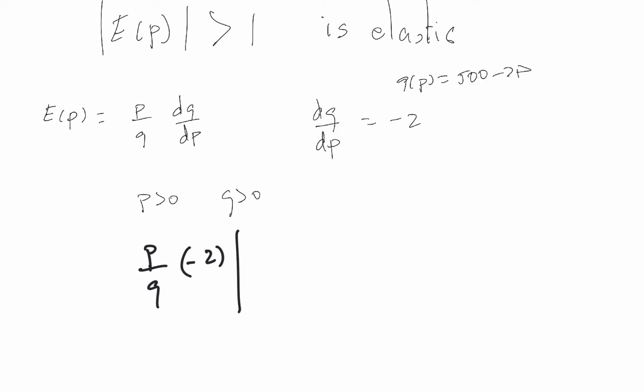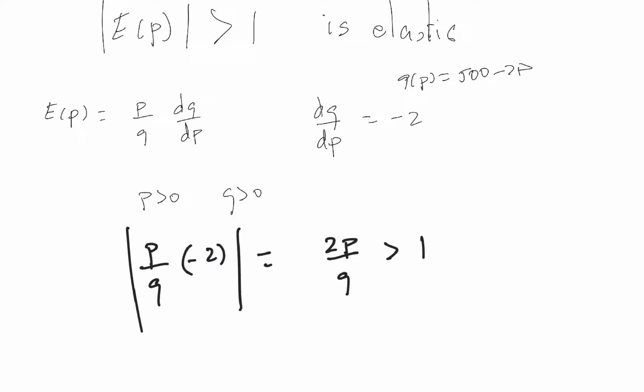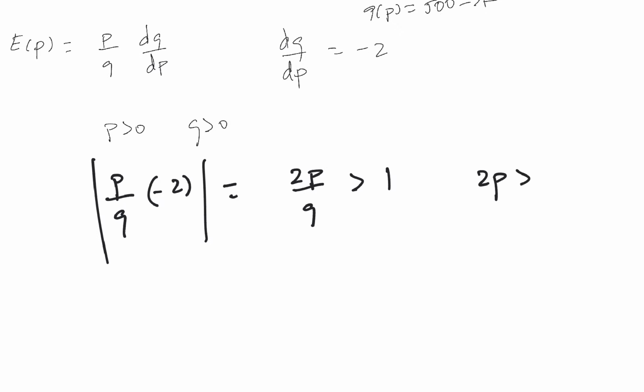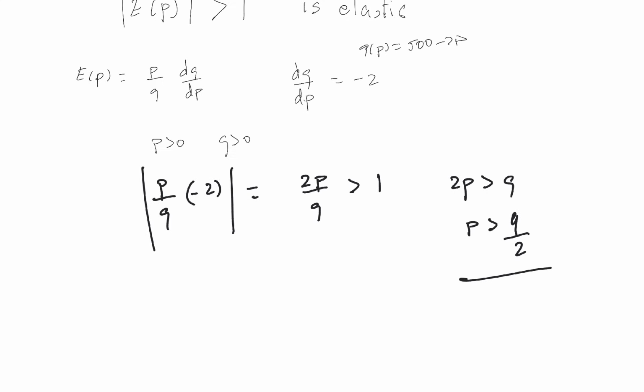In absolute value, this will be 2P divided by Q. When is this bigger than 1? When 2P is bigger than Q, that is, when P is bigger than Q divided by 2. How can I know the value of P when P is bigger than Q divided by 2? It means P bigger than Q, where Q is 500 minus 2P, divided by 2.